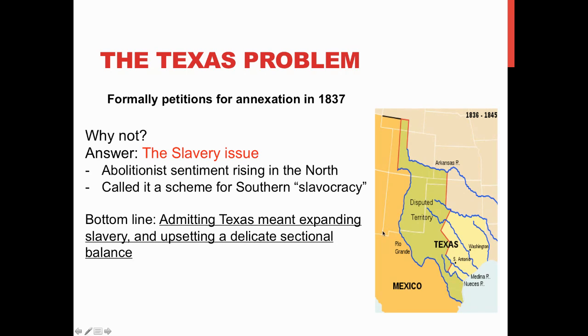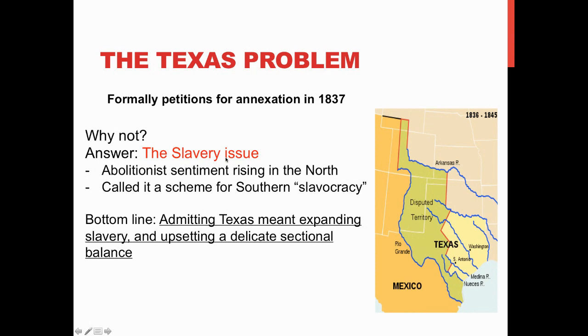Or will it? Texas is going to formally petition to join the Union in 1837. This huge amount of land that the United States could readily enter into the Union, but they don't do it. The United States spurns Texas. And why? The answer is very simple: the slavery issue.